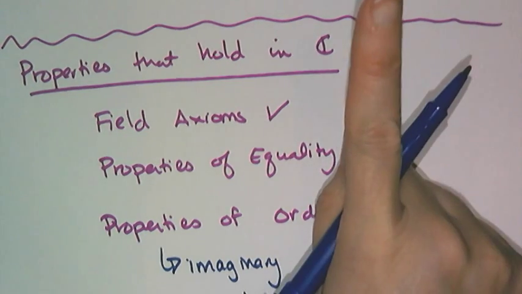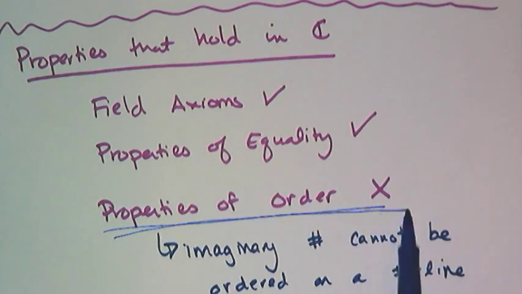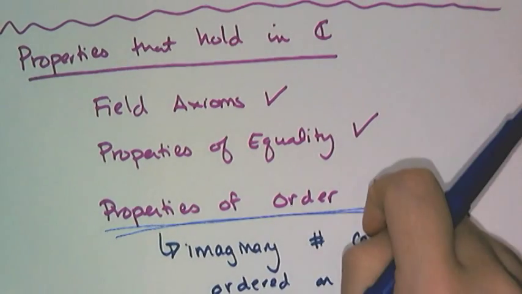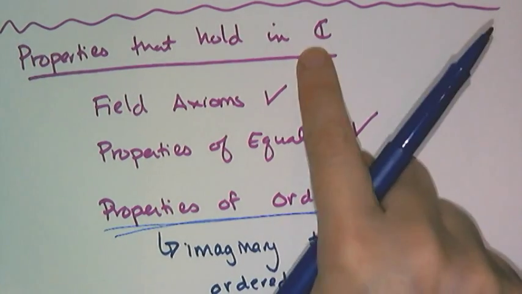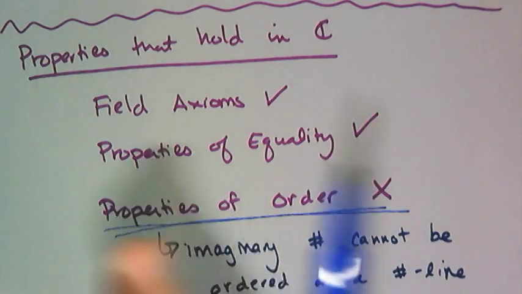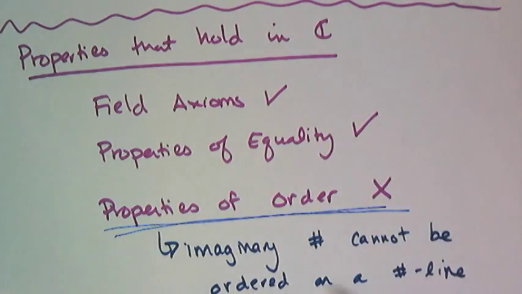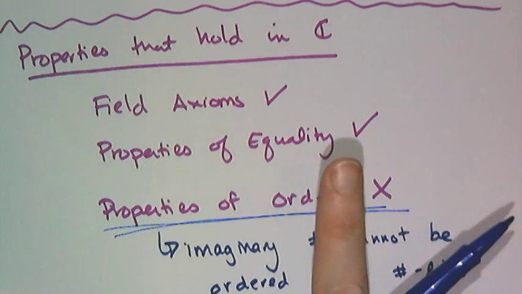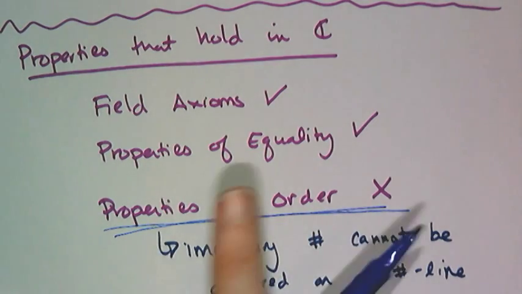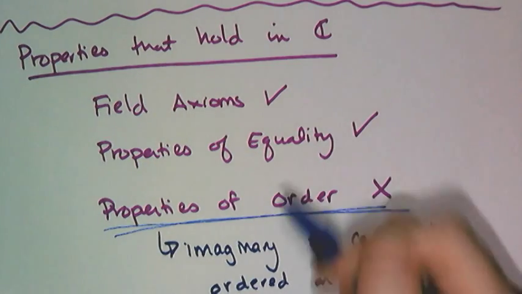However, one very important thing, there are no properties of order, meaning you are not going to see inequalities with the complex numbers, primarily because you cannot put imaginary numbers on a number line. So in order for you to have order, you have to show something is greater than something else on a number line. And since imaginary numbers cannot be plotted on a number line, they have no order. You cannot say that one imaginary number is greater than another imaginary number.